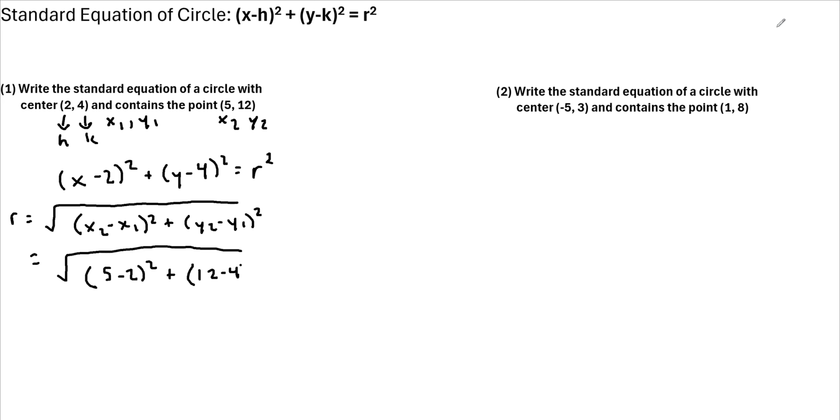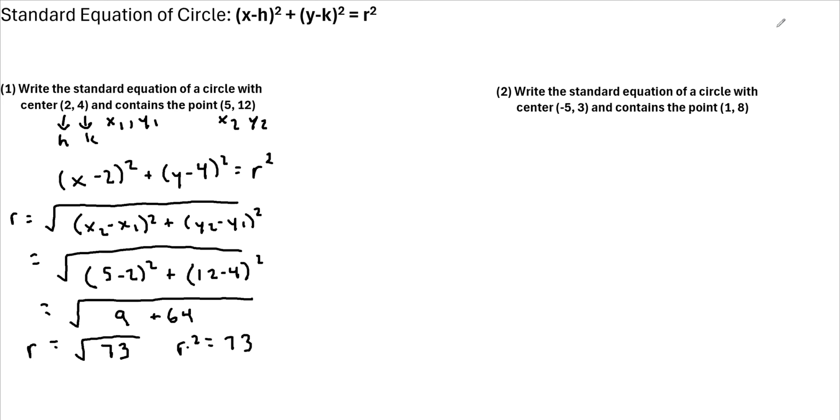So we get 5 minus 2, that's 3. 3 squared is 9. Plus 12 minus 4, that's 8. 8 squared is 64. So 9 plus 64, we will get the square root of 73. That's what r is equal to. But recall in our formula, we actually want r squared. So if we square each side, r squared is just going to be equal to 73, because the square root of 73 squared just turns it into 73.